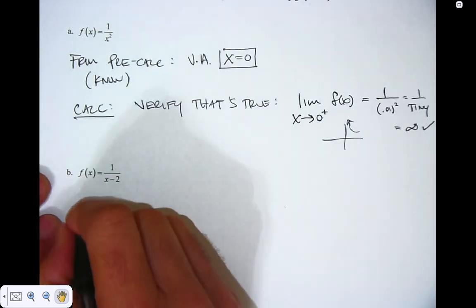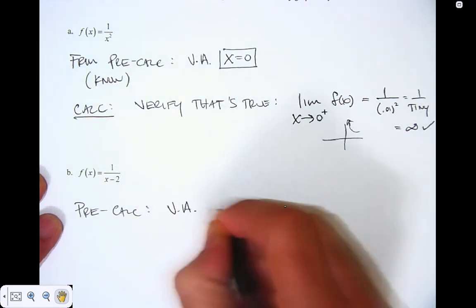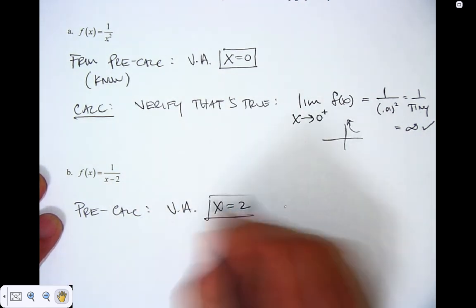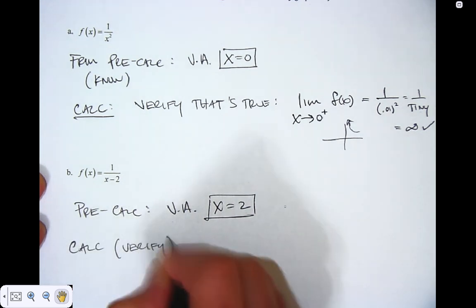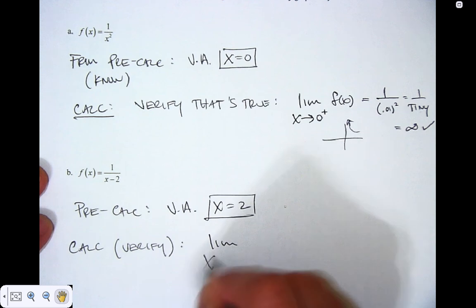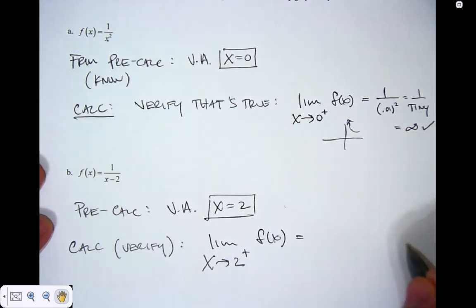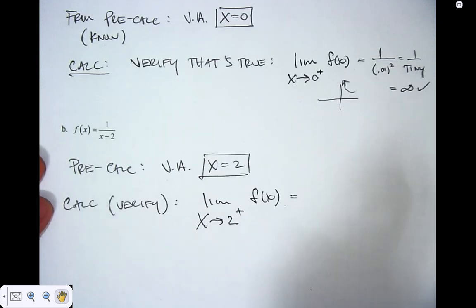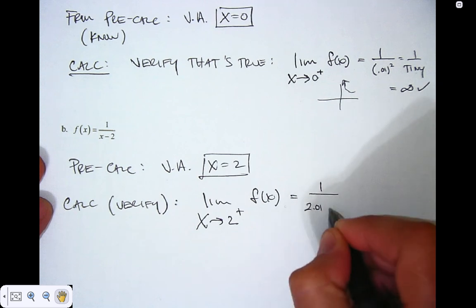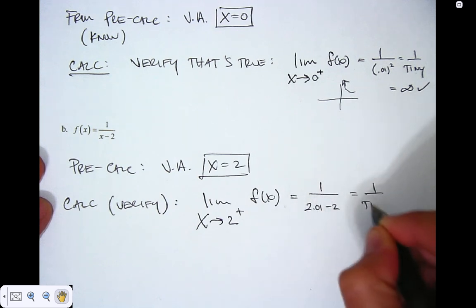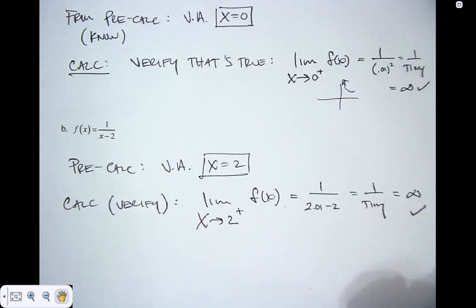Okay, last one here, pre-calc knowledge. Pre-calc tells me there is a vertical asymptote at x equals 2. Okay, calculus to verify. And what do you do? You take the limit as x gets close to that value from the right or from the left. I don't care. And you better get infinity or negative infinity. If you go towards 2 from the right, you're at 1 over some small number that's bigger than 2 minus 2, which is 1 over a tiny number, which is positive infinity, and you have verified. Okay?